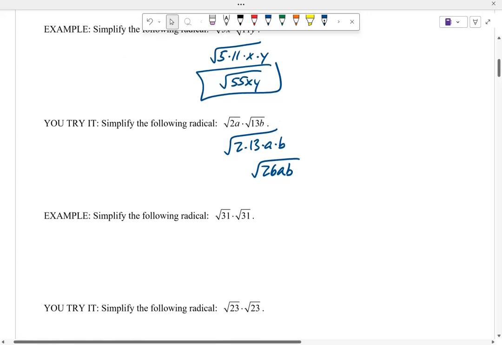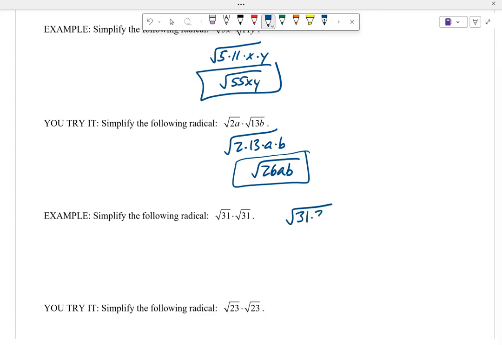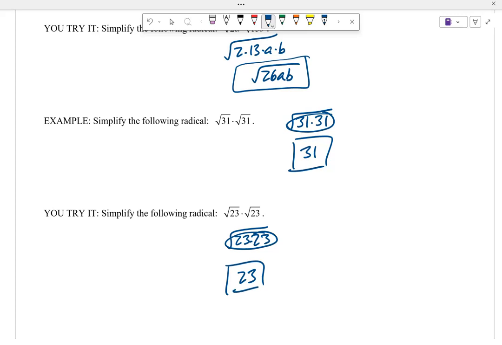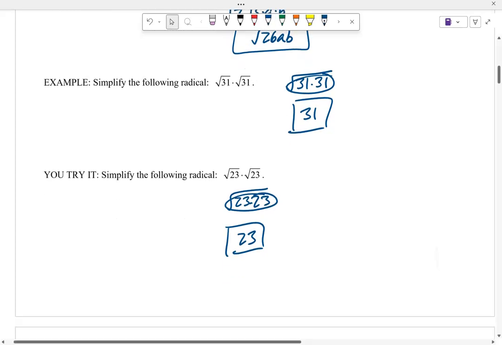Now sometimes they will simplify for you, like the square root of 31 times the square root of 31. There's two of a kind, right? We're taking the square root, which is just 31, because the square root of 31 times 31 is 961, which again is 31 squared. So that will simplify. The square root of 23 times the square root of 23, two of a kind, is 23. So we got 23 squared under there.